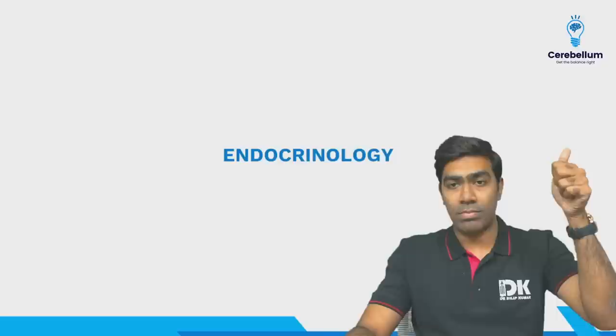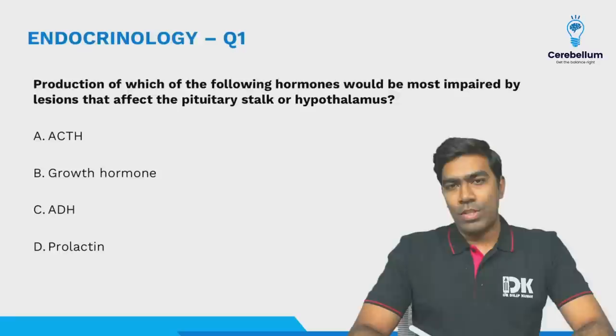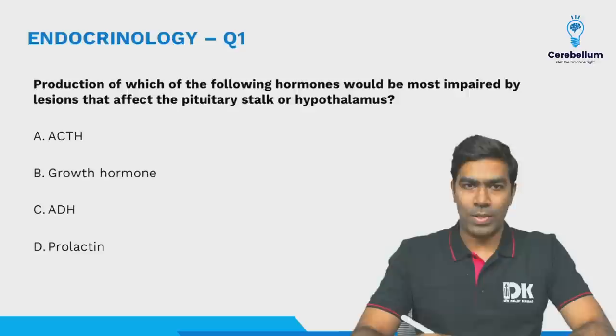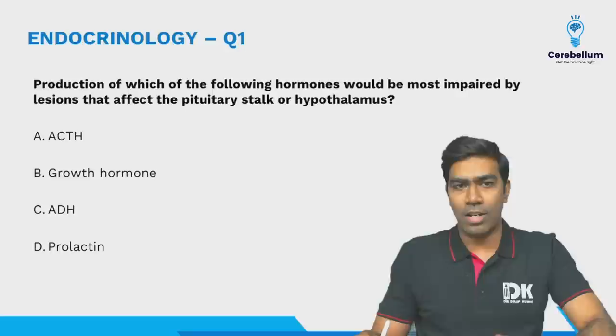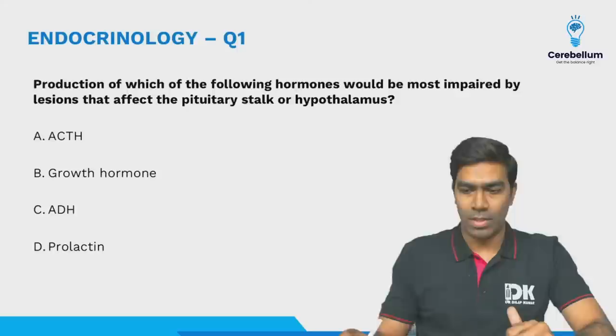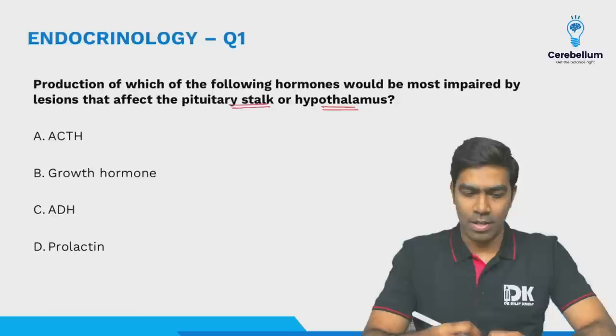Okay, cool. So let us start our discussion and move on to question number one. Production of which of the following hormones would be most impacted by lesions that affect the pituitary stalk or the hypothalamus? Is it ACTH, adrenocorticotropic hormone, growth hormone, ADH, that is antidiuretic hormone, or prolactin? You are affecting the pituitary stalk or hypothalamus. Which will be the hormone that will be most impaired? That's what I'm asking. What is your answer?